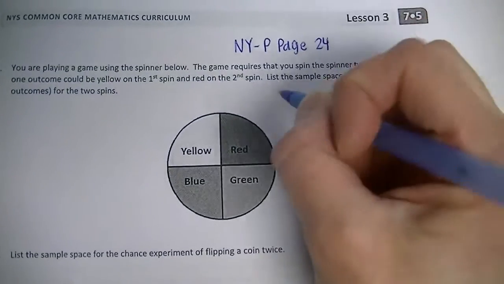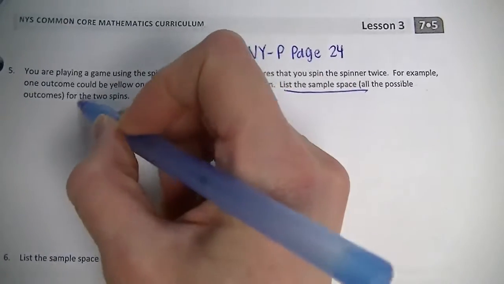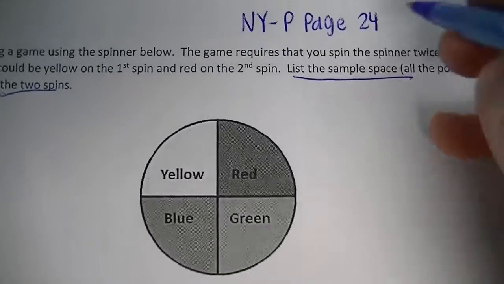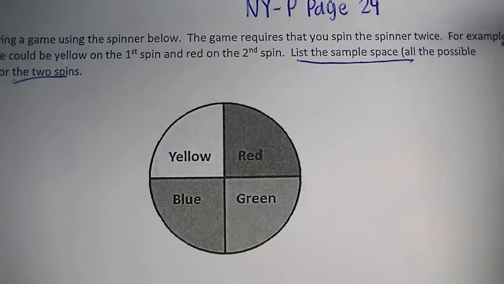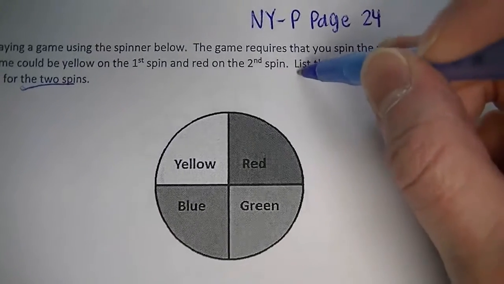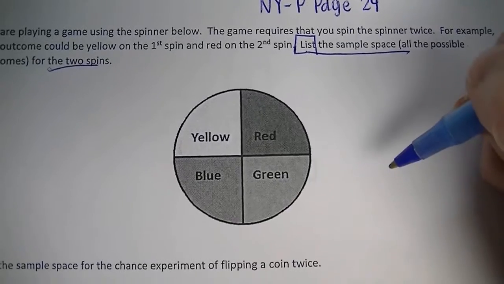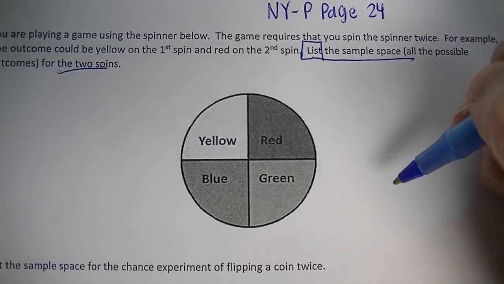List the sample space, which is all the possible outcomes for the two spins. Okay, so it's not asking you how many are in the sample space or how many possible outcomes there are. It's having you list them. So my recommendation to keep this organized is to do a counting tree, also known as a tree diagram, okay?